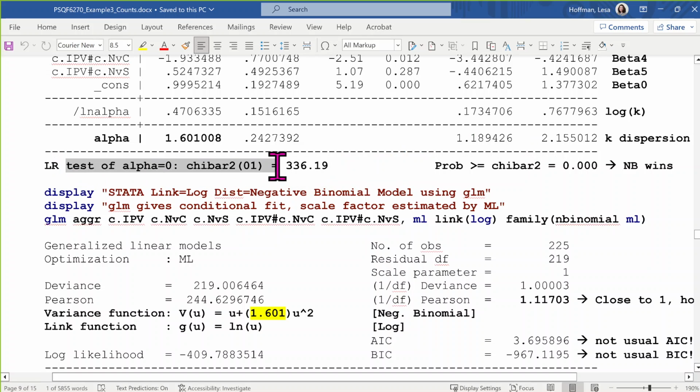So summarizing, the fact that this is wildly significant is telling us that yes, we need a k stretchy factor. Yes, the variance needs to exceed the mean in a quadratic function, and here is the multiplier of the squared mean that the model came up with, 1.6.